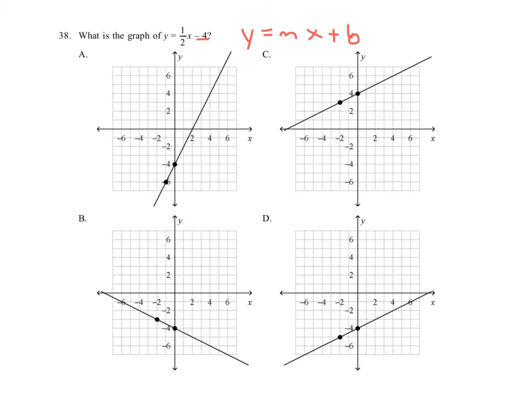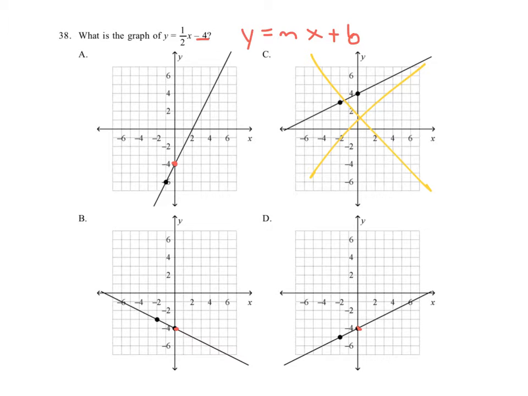If we run through these, we see that this one is crossing the y-axis at negative 4. So is this one. So is this one. But C is not. So let's just cross that one out. Now, what else could we eliminate?